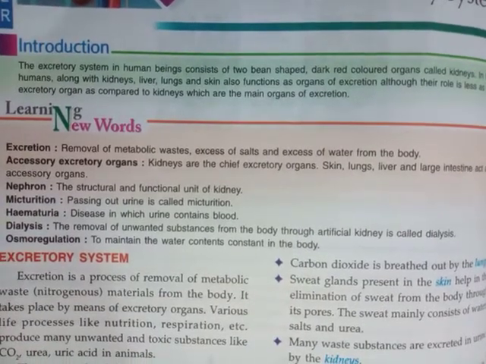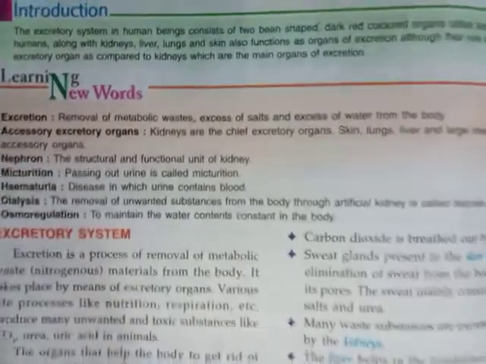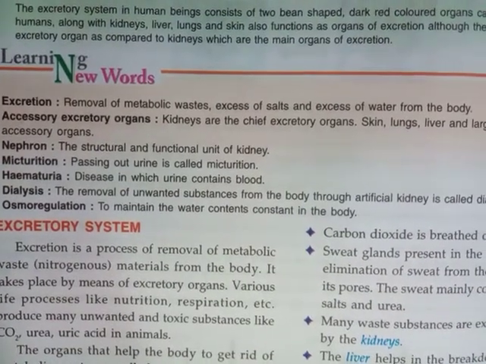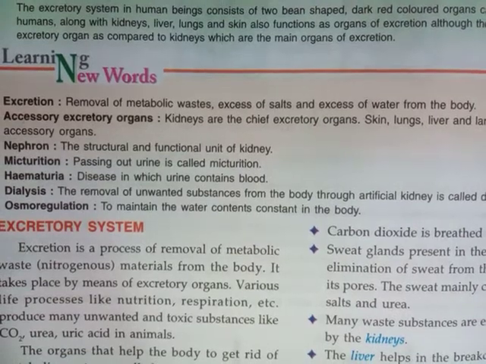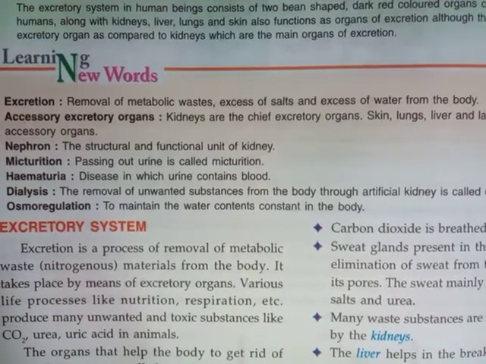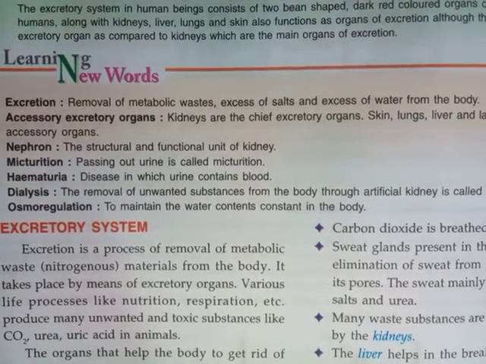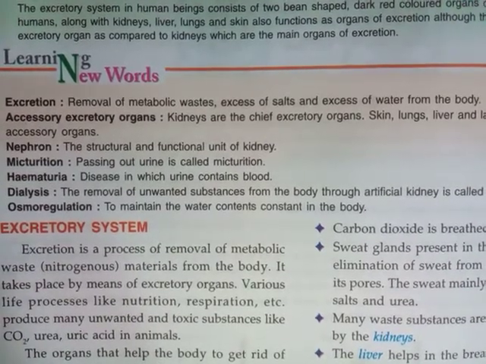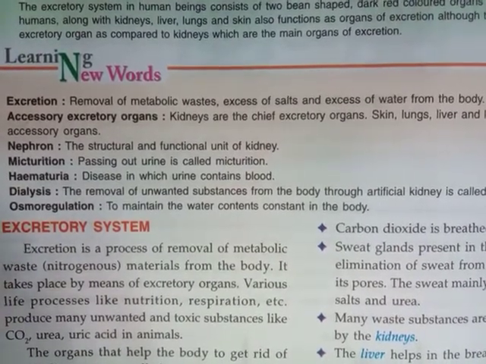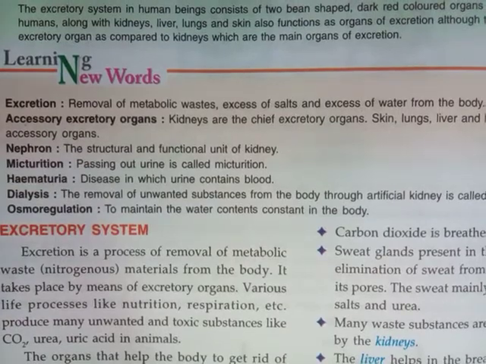Micturition is the simple process of passing out of urine. And hematuria: hem means blood, and the disease in which urine contains blood is called hematuria. Dialysis: the removal of unwanted substances from the body through an artificial kidney is called dialysis. Dialysis is an artificial process of cleaning or purifying our blood. So when a person's kidneys do not work properly, their blood is purified by this process of dialysis.